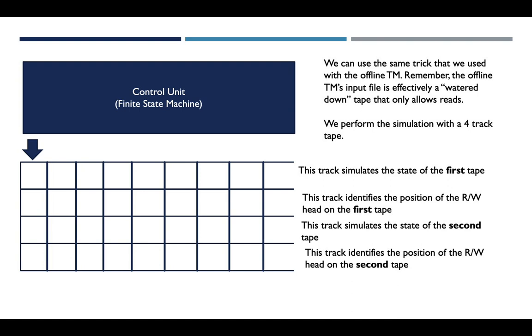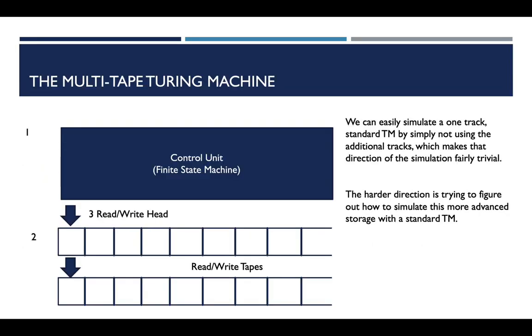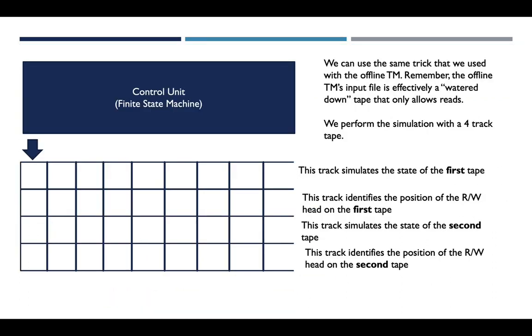So in order to go the other direction, what we're going to try to do here is, instead of simulating a one-track or a one-tape machine, simulate a multiple tape machine using a one-tape machine. We're going to use the same idea that we used for the offline Turing machine. Basically, we're going to recognize the fact that our offline Turing machine's input file is effectively just a watered down version of a tape. It is a tape that you can only read from, and so it's a tape with some limited functionality.